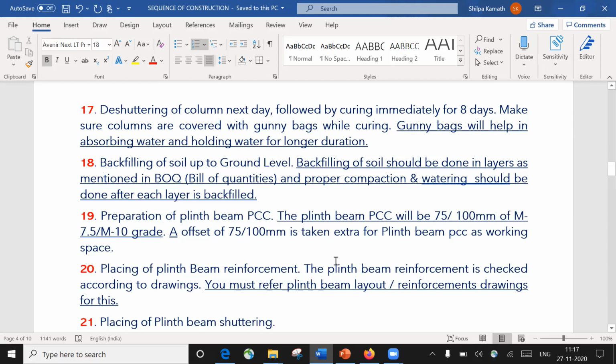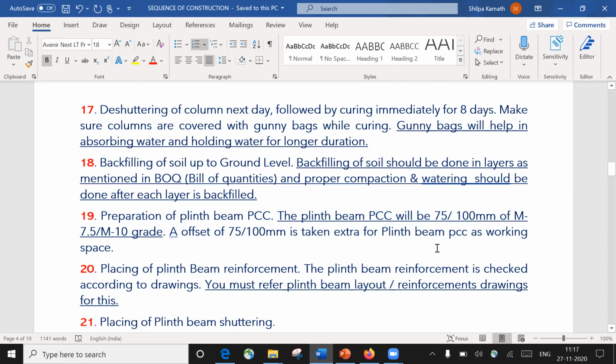So what do you mean by this? We are going to put a plinth beam PCC. Once we put a plinth beam PCC, the thickness of the PCC will usually be 75 or 100. Some engineers give it as 75, some engineers give it as 100, so whatever is mentioned in the drawing, the same thing we are going to follow. And the grade of a PCC will usually be M7.5 or M10 grade. And you have to be careful here. An offset of 75 or 100 is taken extra for plinth beam PCC as working space.